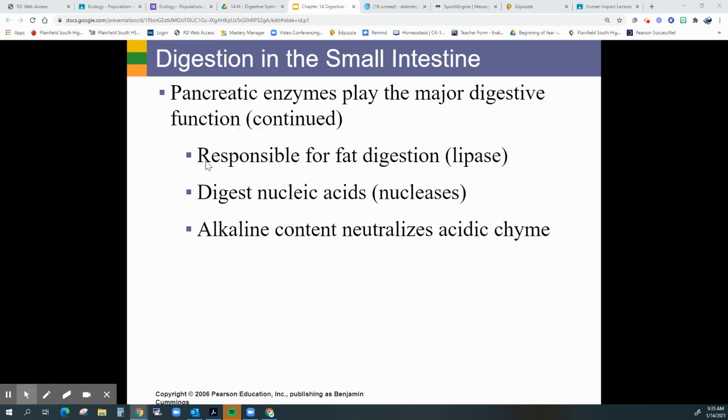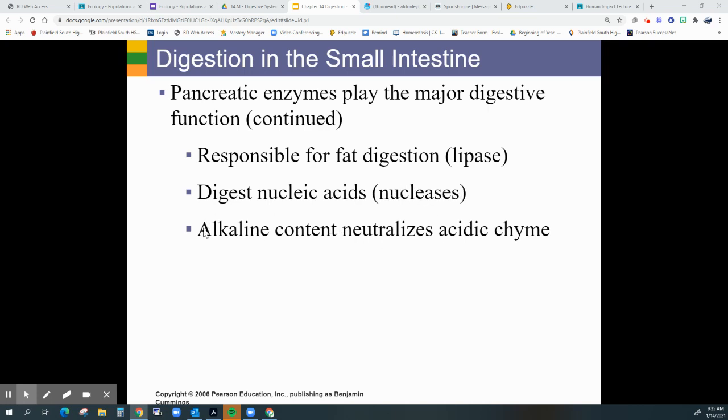Other pancreatic enzymes also play a huge role. We have the responsibility of fat digestion, so this is an enzyme called lipase. All right, we know it's an enzyme because it ends in -ase. And then we are also digesting nucleic acids, so nuclease.